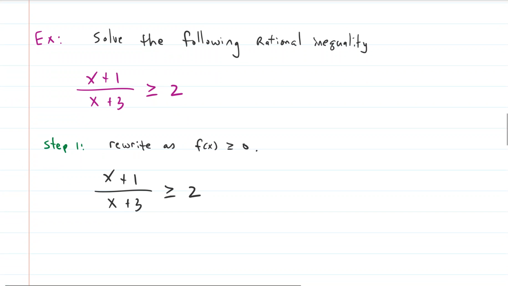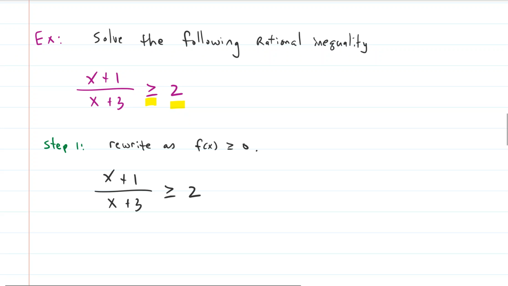Let's start by solving this example. Our rational function is (x + 1) divided by (x + 3), and the inequality is greater than or equal to 2. So where is (x + 1) divided by (x + 3) greater than or equal to 2?